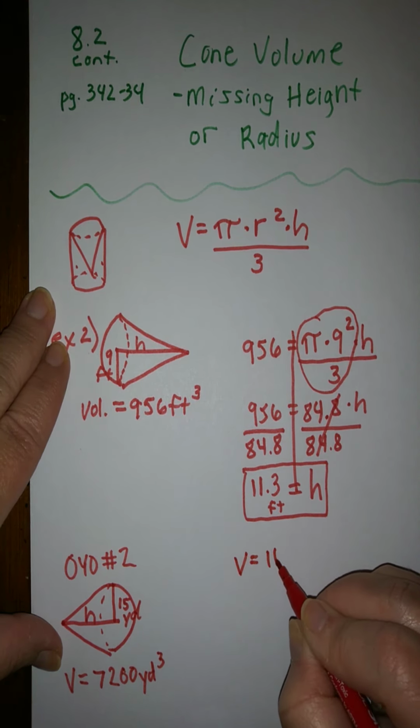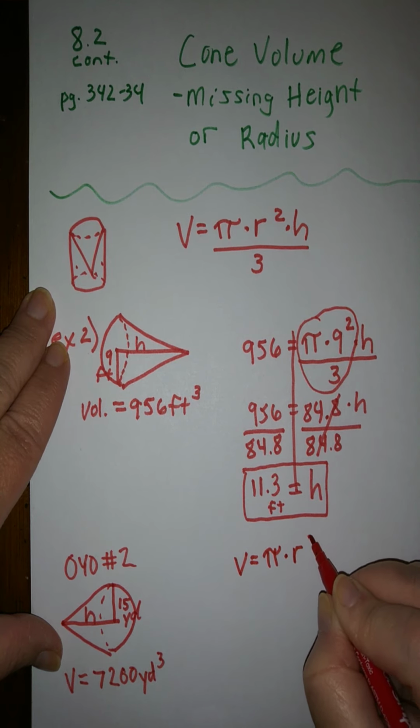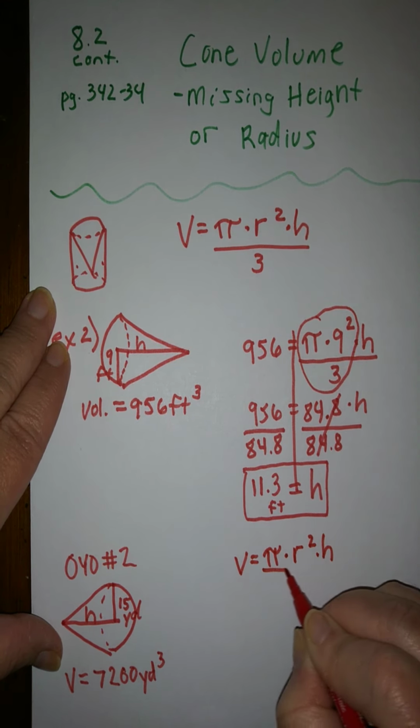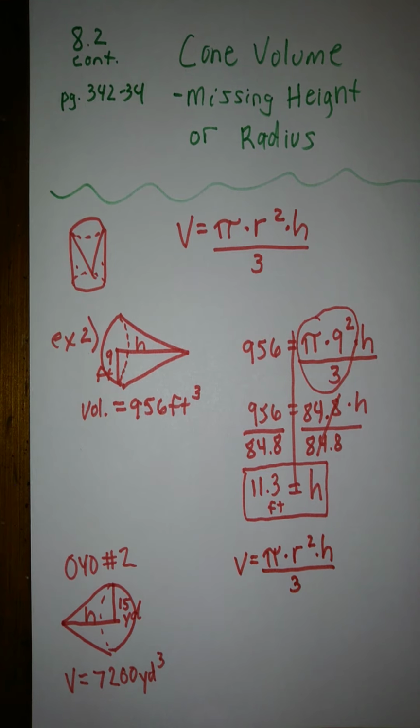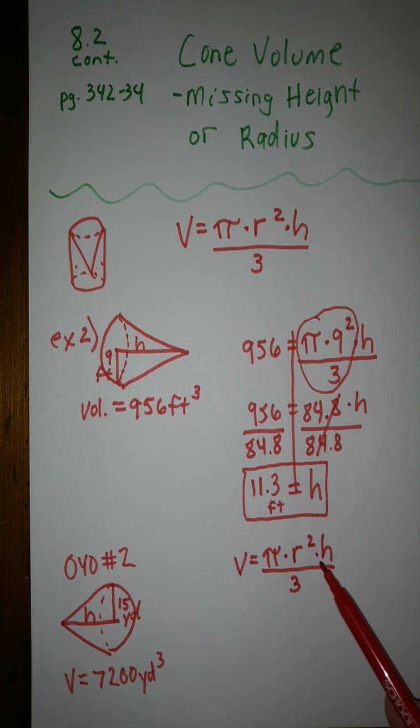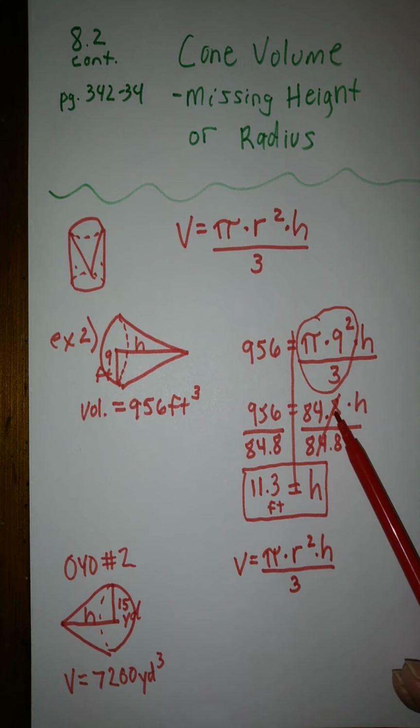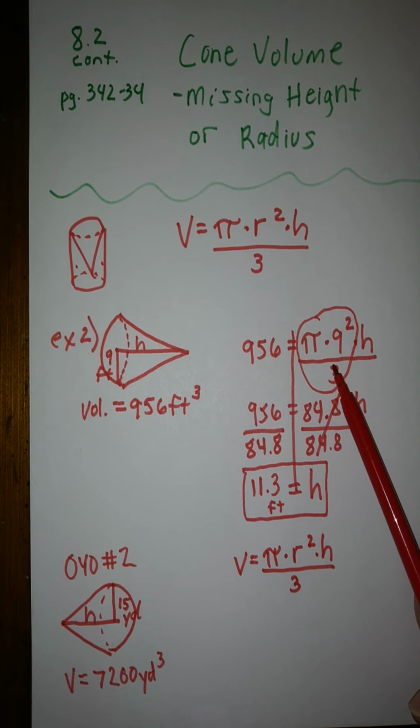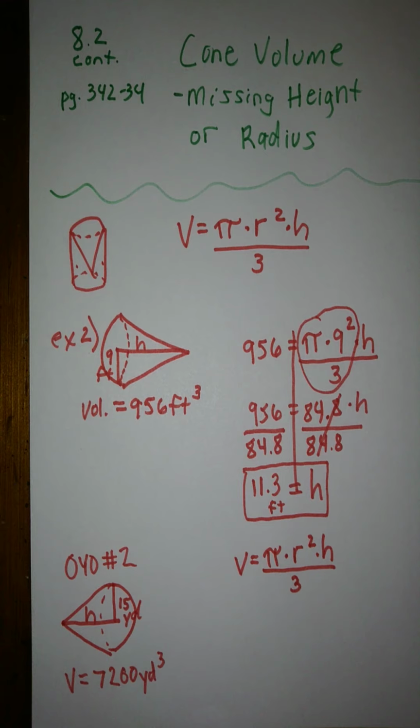Okay, so remember we're starting with that same formula. V equals pi times r squared times h divided by 3. So go ahead and pause the movie and go ahead and do your work. Remember, you're going to just start by filling in your information from the picture to where it goes. Simplify that whole section here and then divide both sides by the number next to h. Okay, go ahead and do that.